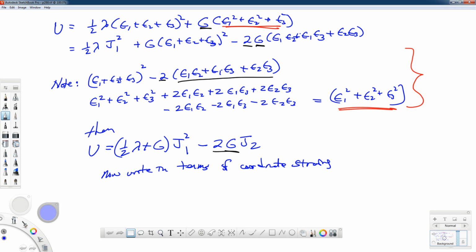And with that, we can write that U is equal to 1/2 (lambda plus G), that quantity, times J1 squared minus 2G J2. Now that we have this expression in terms of invariants of the strain tensor, we can rewrite this in terms of coordinate strains.